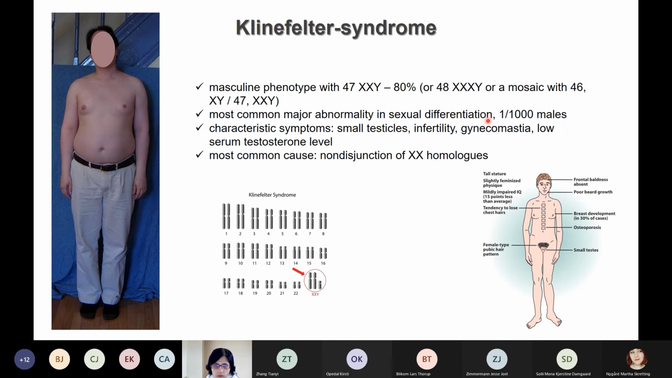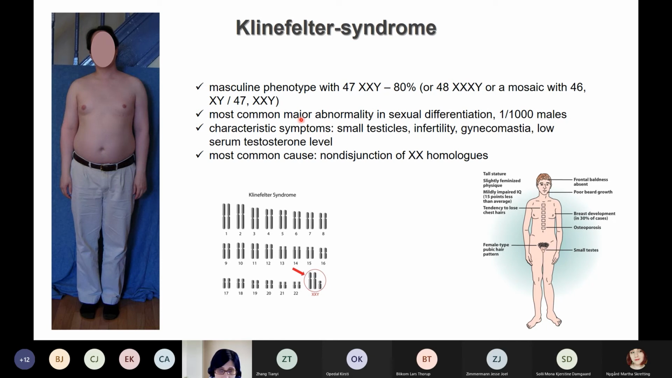The most commonly diagnosed DSD is Klinefelter syndrome. In this case, we can observe a masculine phenotype. Here we can see a photo of a patient suffering from Klinefelter syndrome. He most probably has a 47,XXY karyotype, which is visible here. So we have one extra X chromosome, and with this extra X chromosome we will get many associated problems.